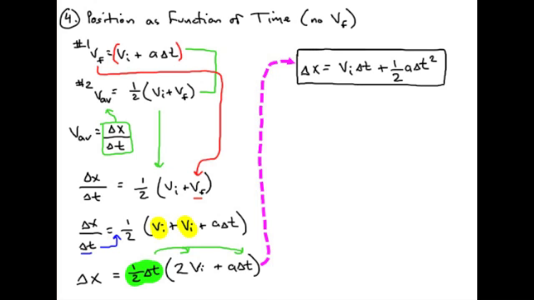And this is going to be our final equation right here. We don't have a final velocity, we have initial velocity. We have elapsed time, acceleration, and we have our displacement. And we can solve then for any one of those variables in here without having to have our final velocity.